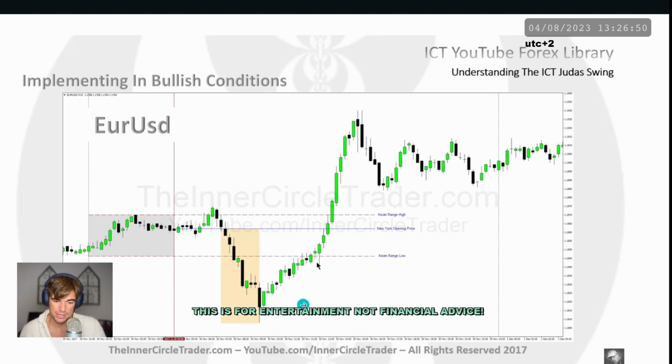We need to be bullish. We need to see a tight Asian range high taken out, price slowly coming down into taking out the Asian range low, and then suddenly a burst of distributing the actual price. Those are the three parameters.